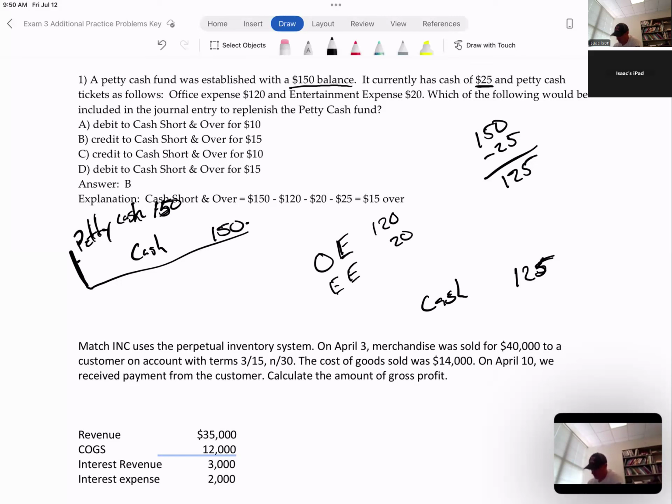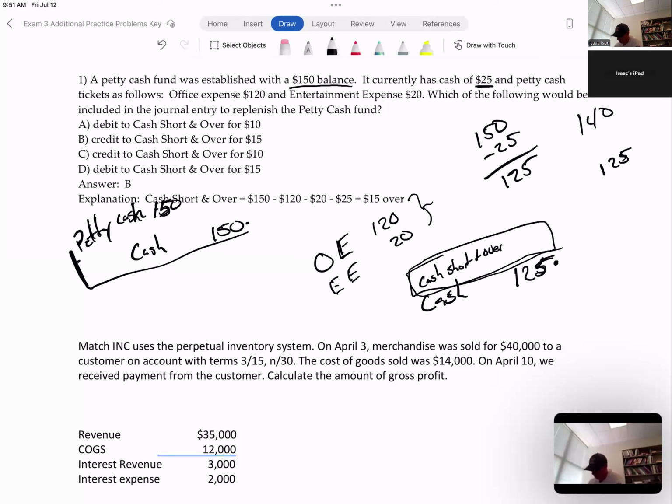So the logic is this. The debits sum up to 140, and the credit to cash is 125. So it doesn't balance, right? We need an additional journal entry to get this to balance, and that is what we call cash short and over.